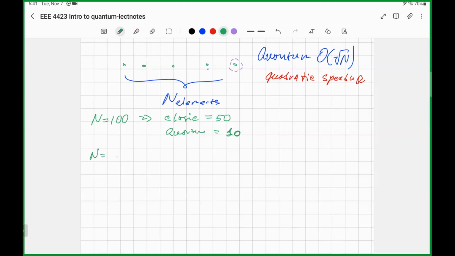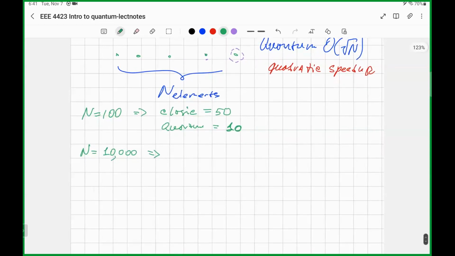But when the number of elements is, for example, 10,000, which is still not that important a case, but already shows the point, in classical we would need 5,000 runs of the search algorithm, but in quantum we would need just 100 rounds, which is already a significant improvement.